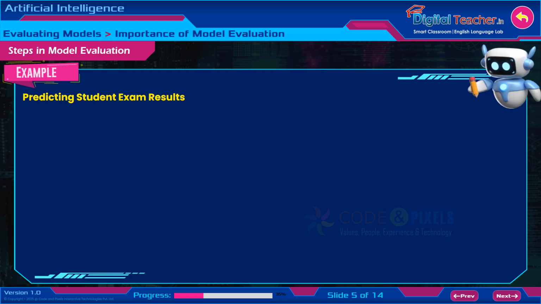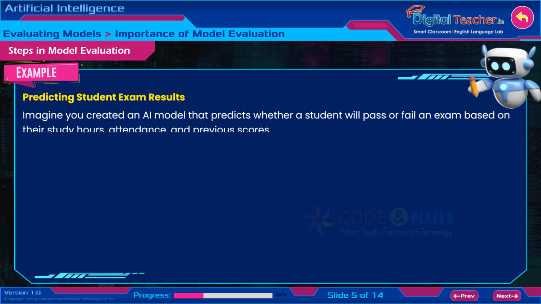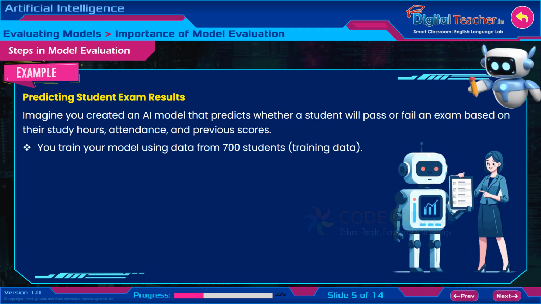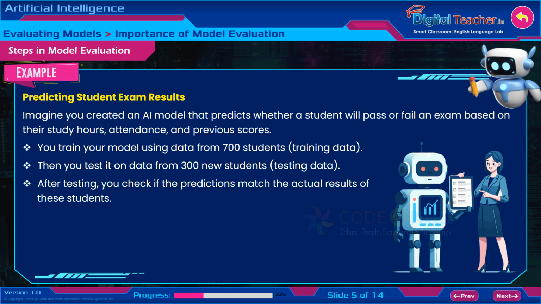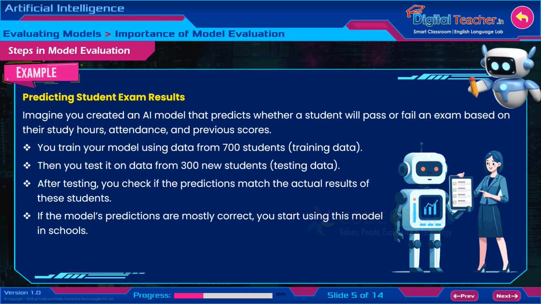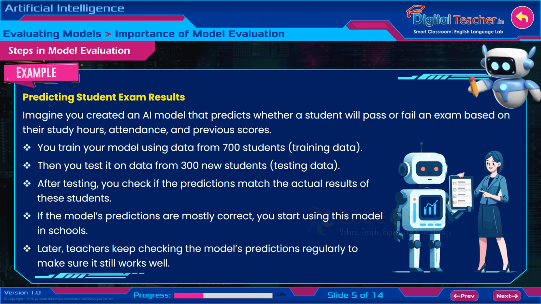Example: predicting student exam results. Imagine you created an AI model that predicts whether a student will pass or fail an exam based on their study hours, attendance, and previous scores. You train your model using data from 700 students. Then you test it on data from 300 new students. After testing, you check if the predictions match the actual results of these students. If the model's predictions are mostly correct, you start using this model in schools. Later, teachers keep checking the model's predictions regularly to make sure it still works well.